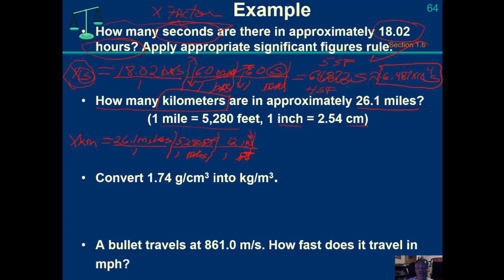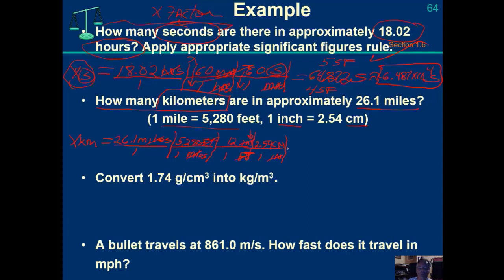So now I'm in inches, and I can use this conversion factor. So I want inches in the denominator. I'm going to put centimeters in the numerator. And this says that 1 inch, inches is the larger unit, is equal to 2.54 centimeters. All right, so when I multiply and divide, inches cancel.